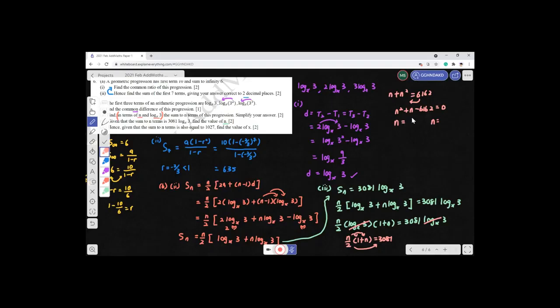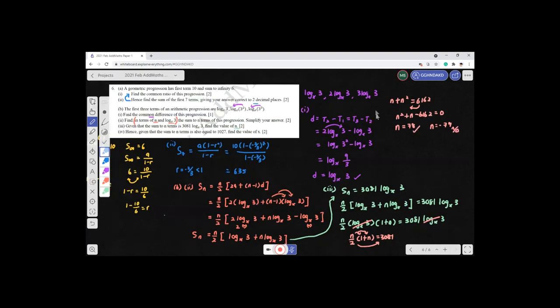So if you use a calculator, n can be 78, or n can be negative 79, but the n in a progression will never be negative. So it's only taking the positive answer. So this is number 3. Number 4: when they say "hence", it means you need to use the previous answer. Given that the sum to n terms is also equal to 1027, find the value of x.